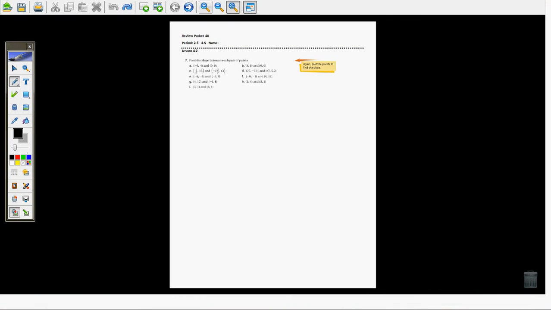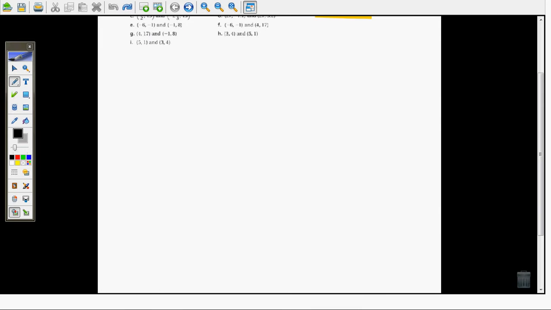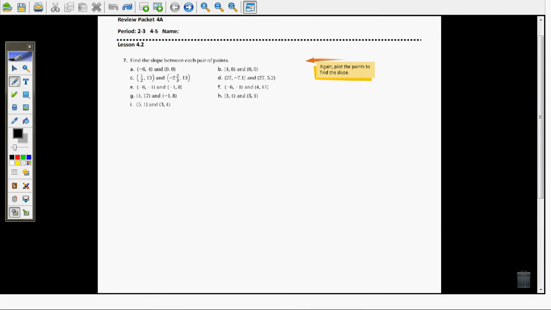Okay, this video is for lesson 4.2, review packets 4a. So the first one says, find the slope between each pair of points. So let me do a, which is negative 6, 4, and 0, 0.